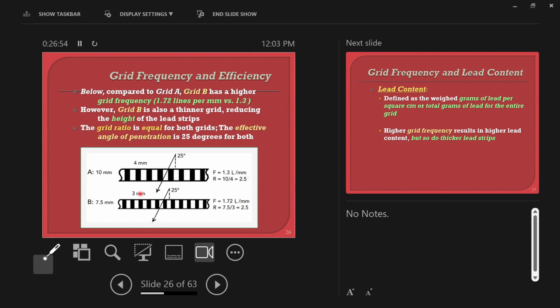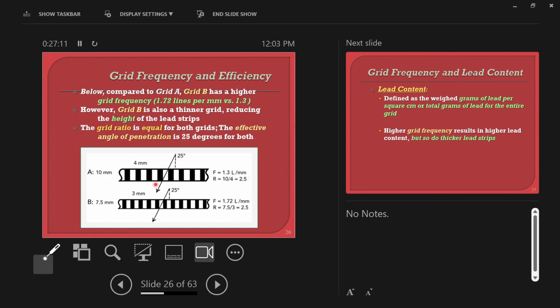These grids are equally as effective. Okay, they will attenuate a similar amount of X-rays. Said in another way, the grid ratio is equal for both sides. The effective angle of penetration will be the same for both sides. In this case, they say 25 degrees.